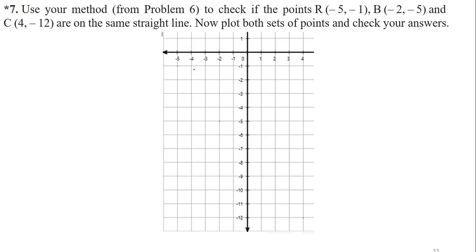So now we will plot these points. So R is (-5, -1). So first is X and second will be Y. So minus 5, minus 1, right? Minus 5, minus 1. So this is the point. This is R point, which is minus 5 comma minus 1. Then next point is B, minus 2, minus 5.